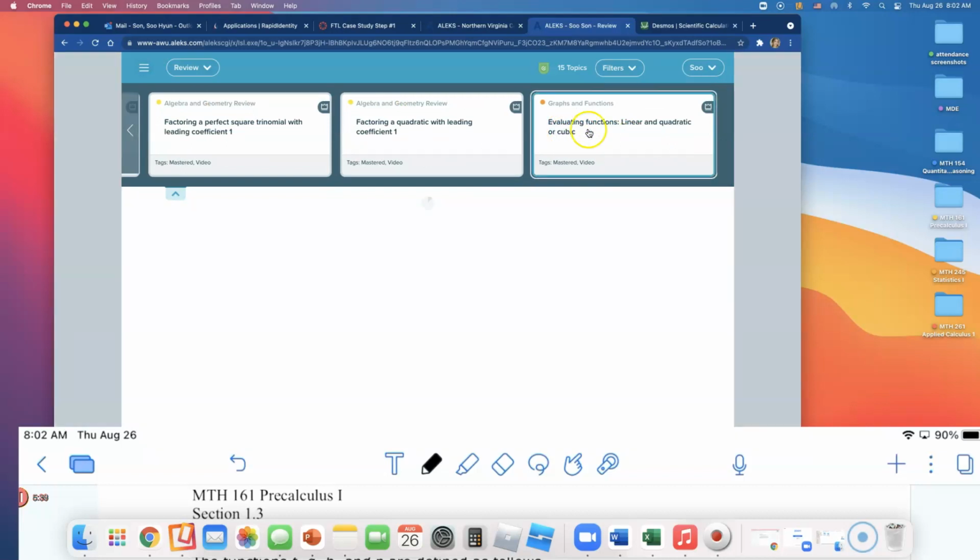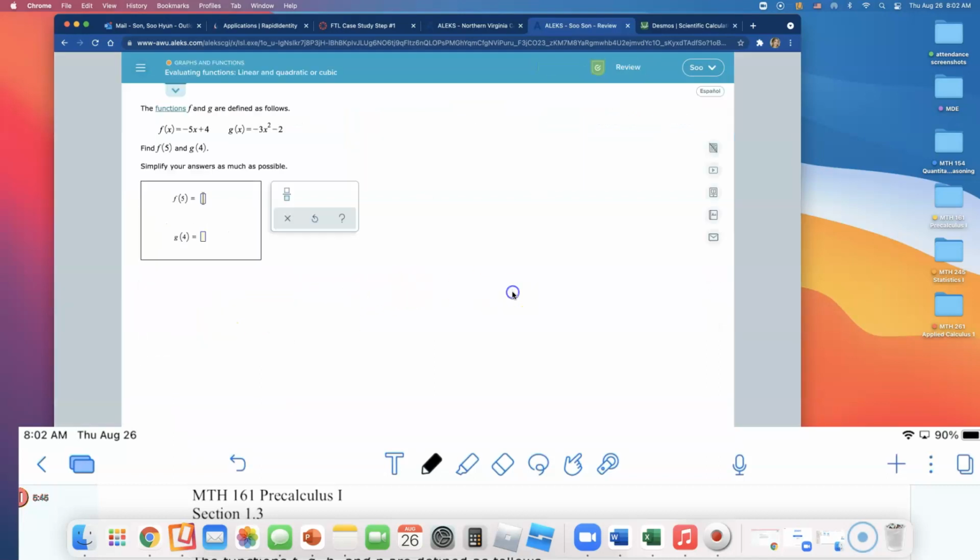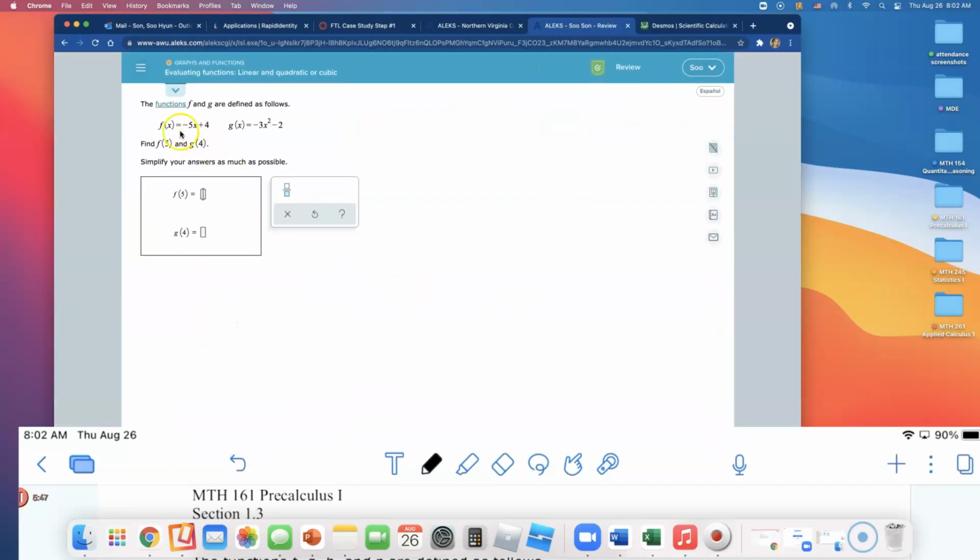Evaluating functions, linear and quadratic or cubic. That's the topic that you will do, and unlike mine, where I had 4 functions, you're going to have F and G. So you go ahead and do 3 of these, and you get credit for this topic.